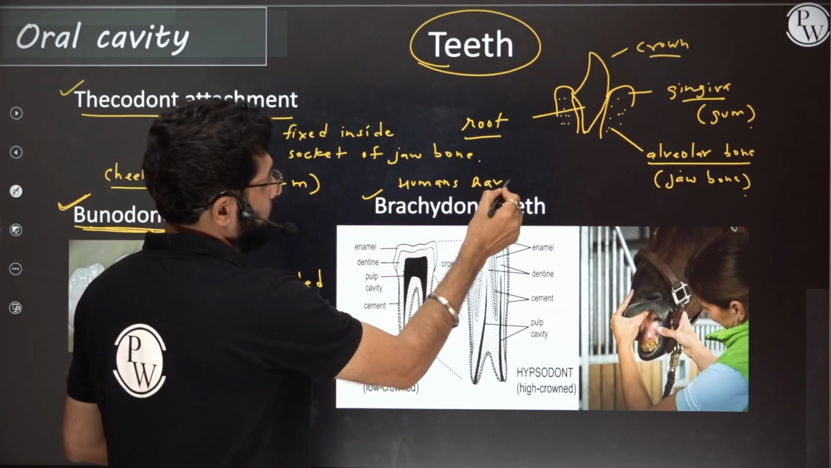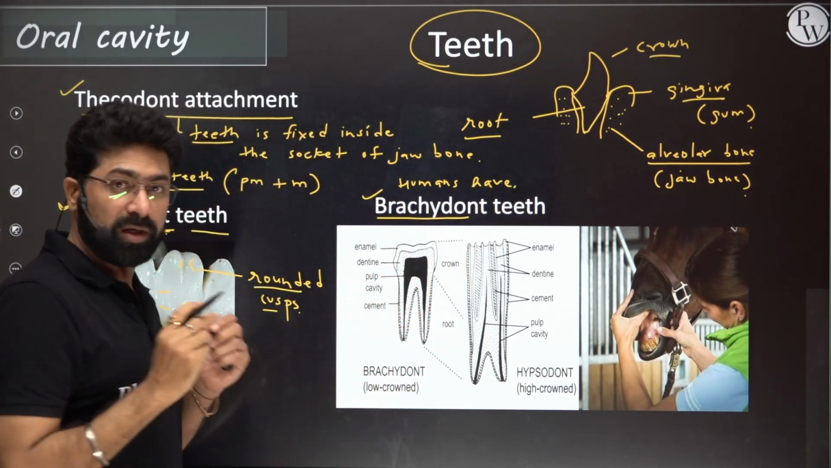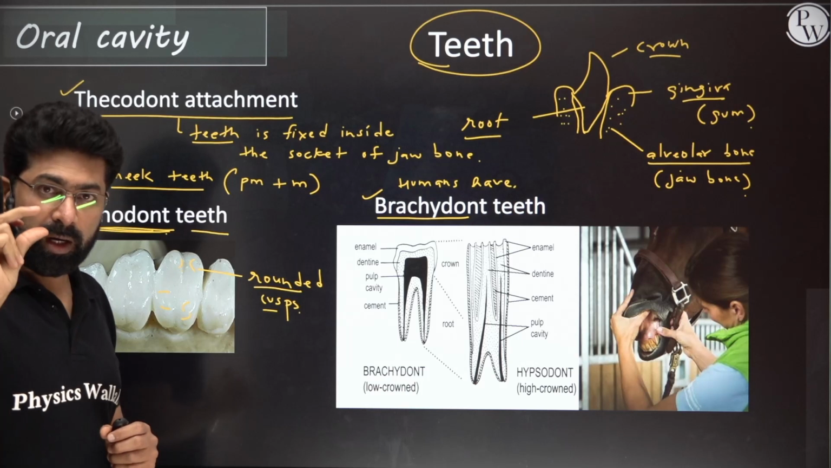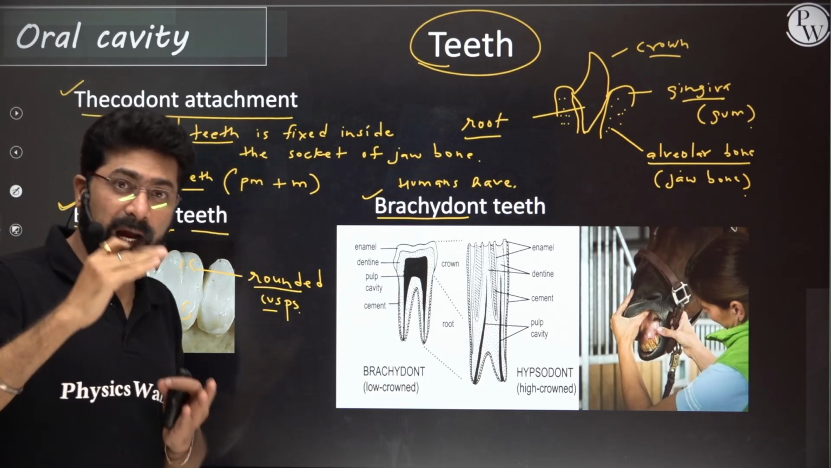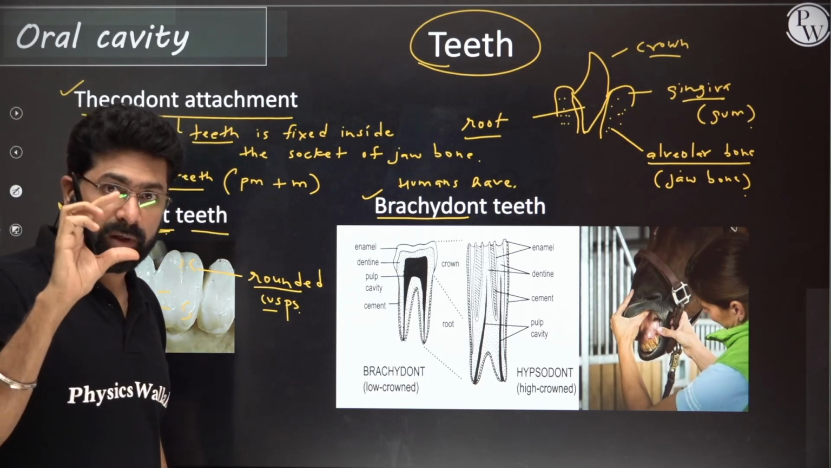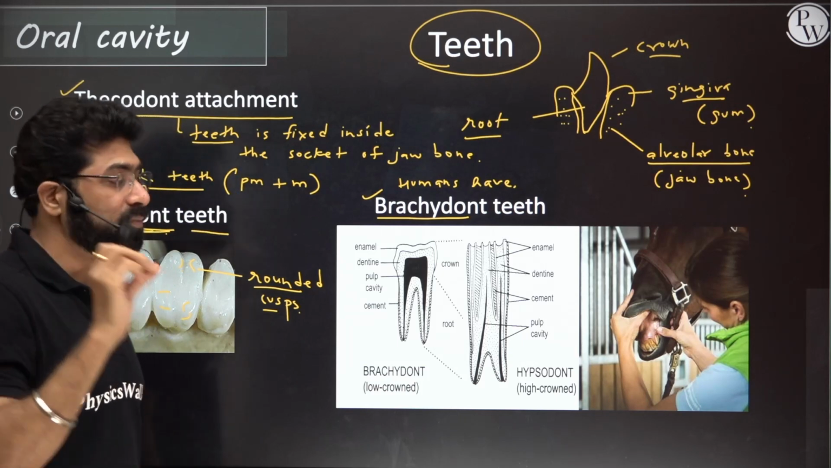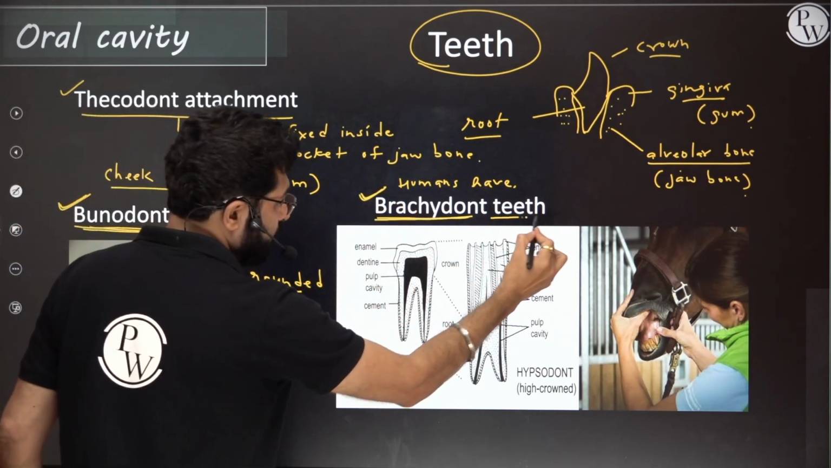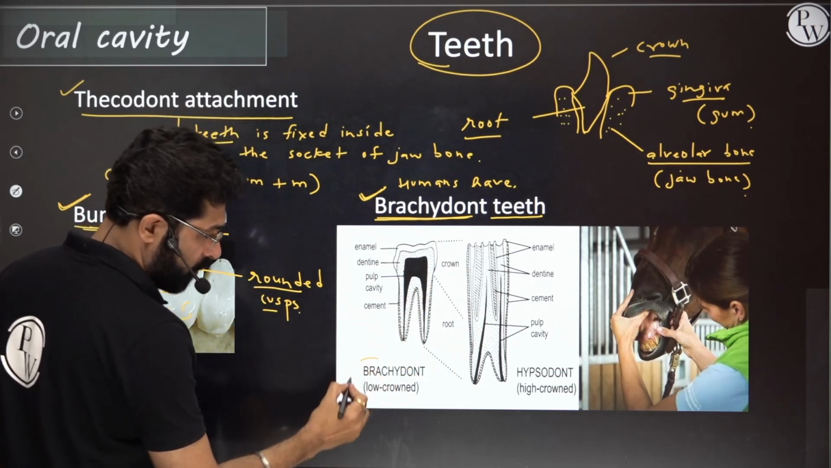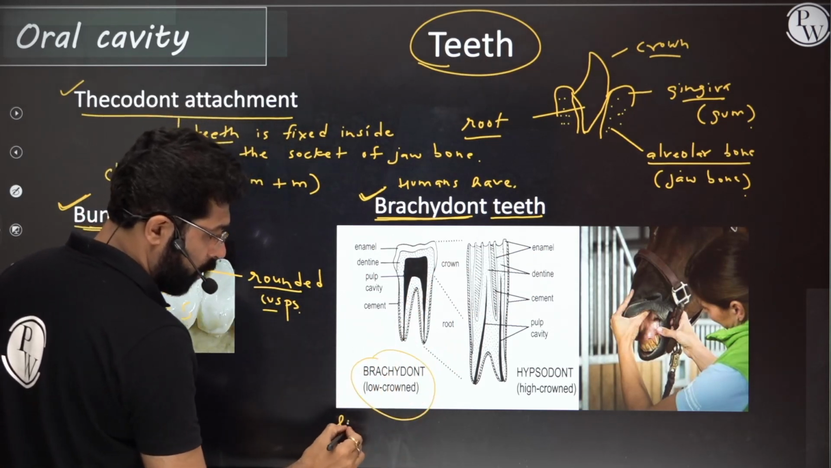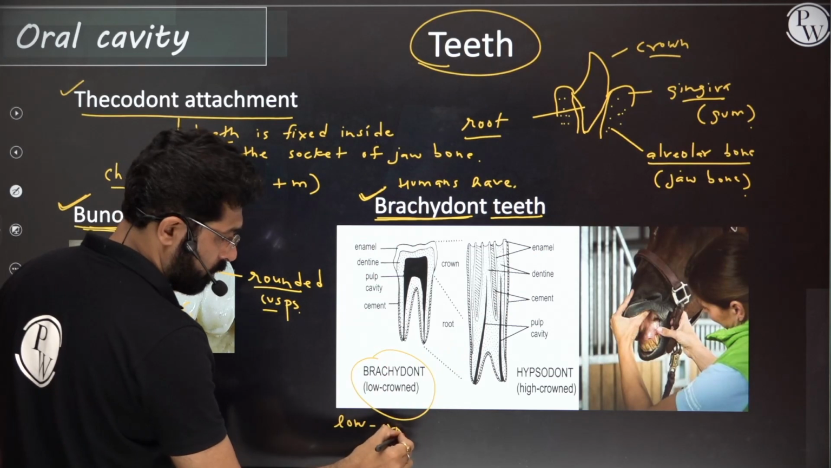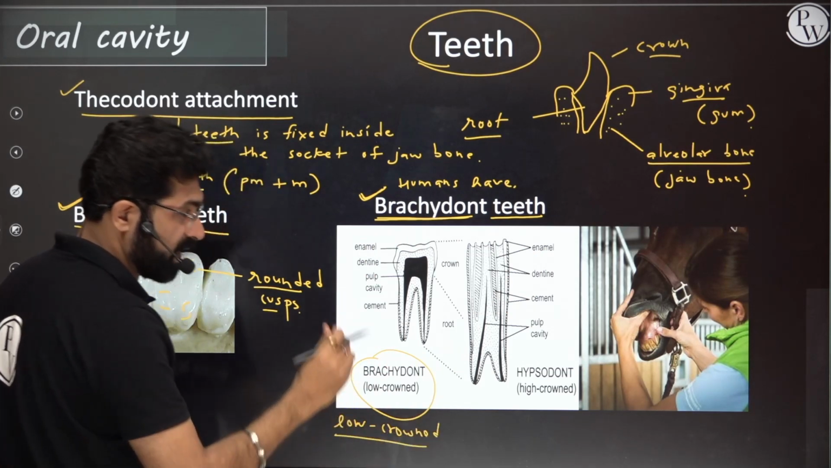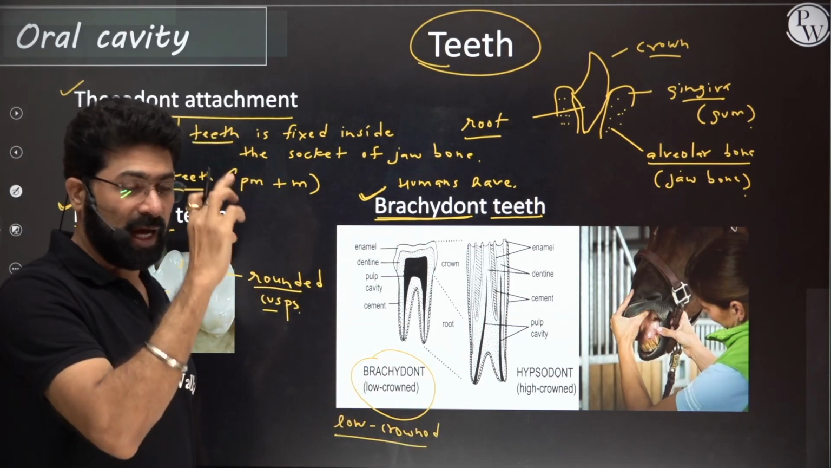Now, humans have brachyodont teeth. Brachyodont teeth means your crown is not very high. It's not increased in length. So you have low crown teeth. That's why you have brachyodont teeth. So brachyodont teeth are the ones which are low crowned. The crown size is not enlarged.